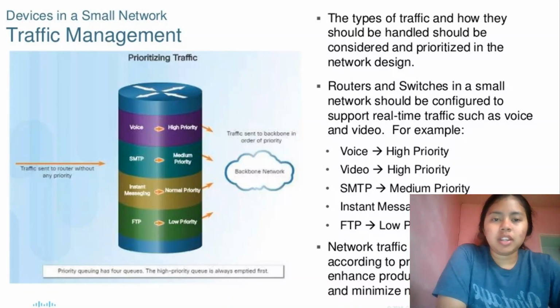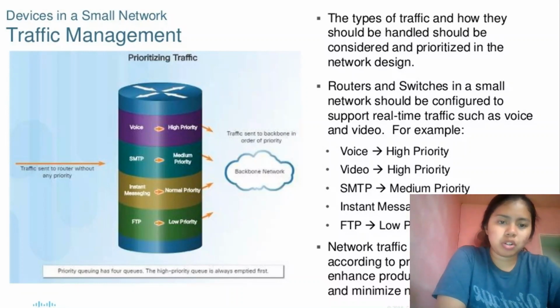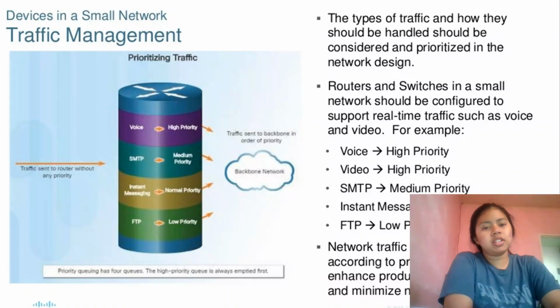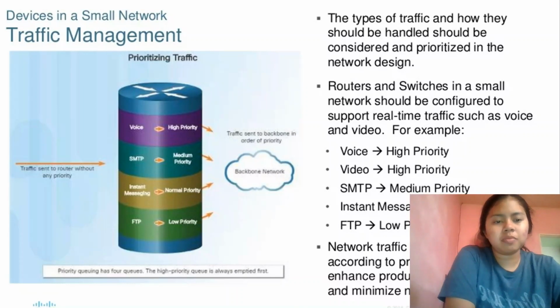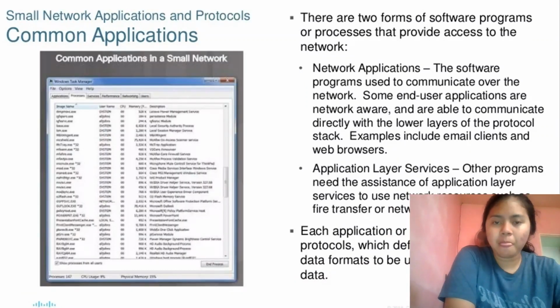Traffic management. The types of traffic and how they should be handled should be considered and prioritized in the network design. Routers and switches in a small network should be configured to support real-time traffic such as voice and video. Voice high priority, video high priority, SMTP medium priority, instant messaging normal priority, and FTP low priority. Network traffic should be classified according to priority in order to enhance productivity of employees and minimize network downtime.